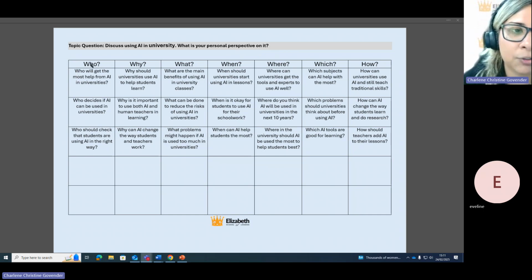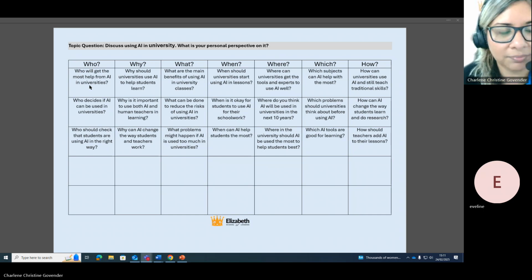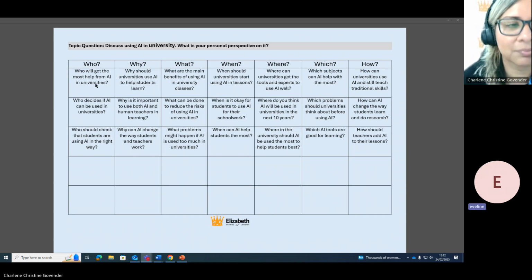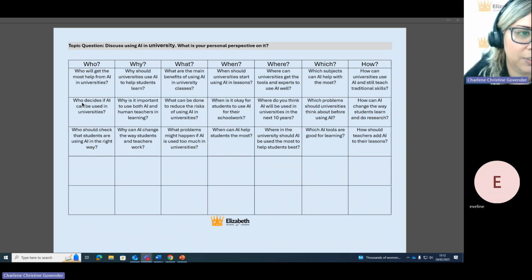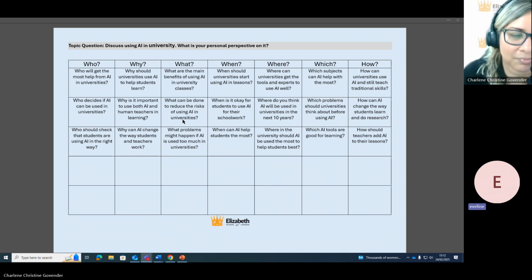Now, first question is who. So, Evelyn, can I ask you to read out the first question under who? Who will get the most help from AI in universities? Super. Do you want to keep going under the next few questions? Who decides if AI can be used in universities? Who should check that students are using AI in the right way?